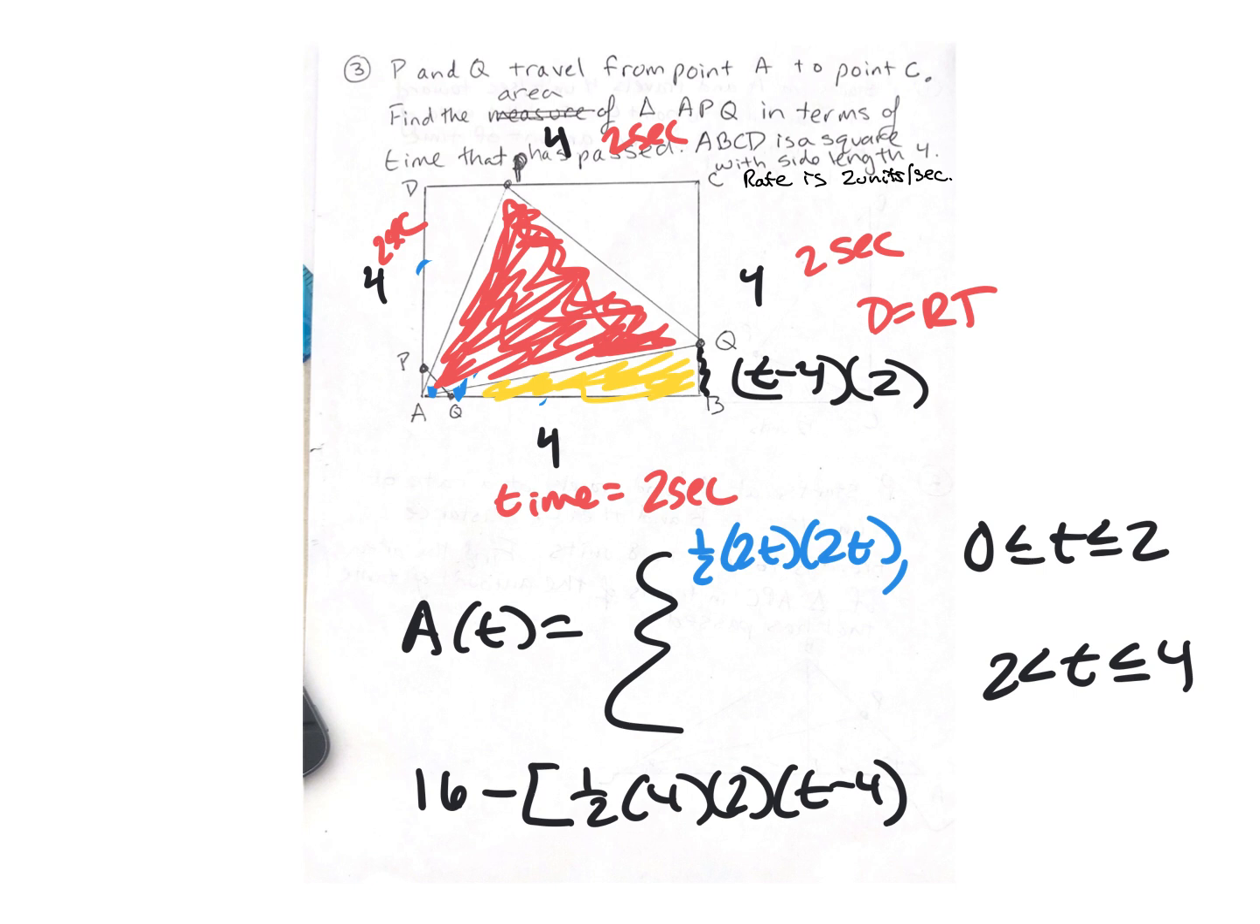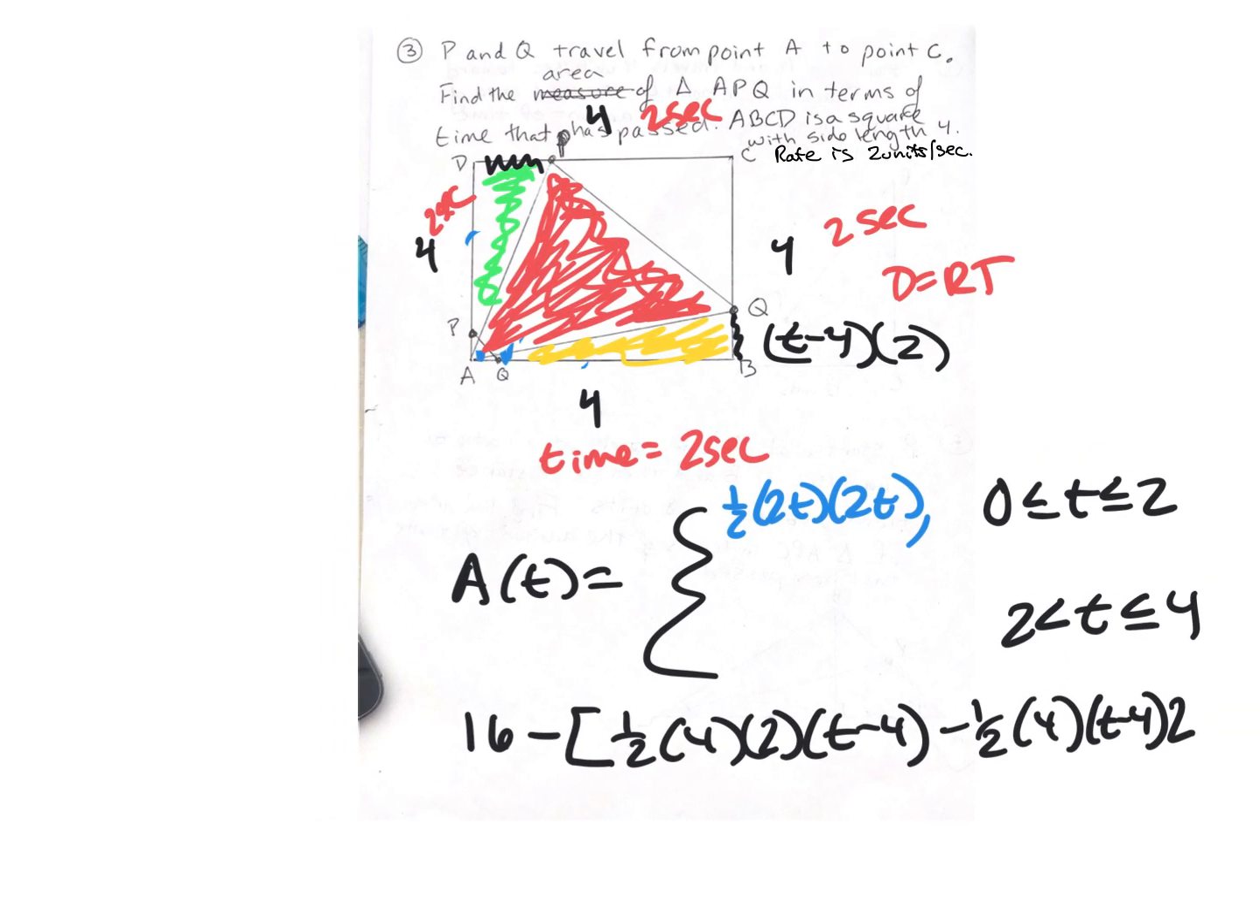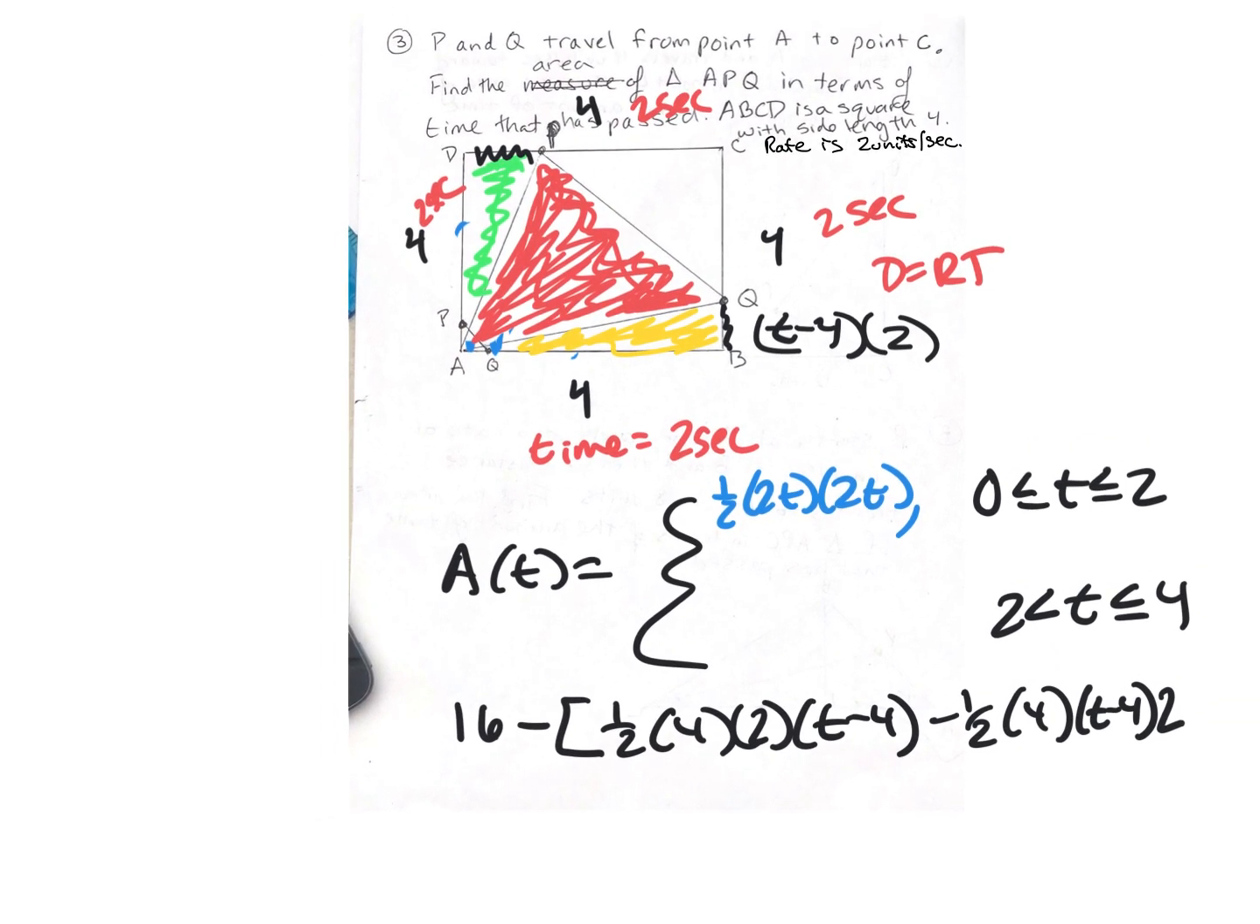And the one over here is going to be similar as well. So we've got minus 1/2. We've got the 4. And how can we express this? It also will be, time will be t minus 4, and the rate is 2. All right. And last but not least is this piece here.